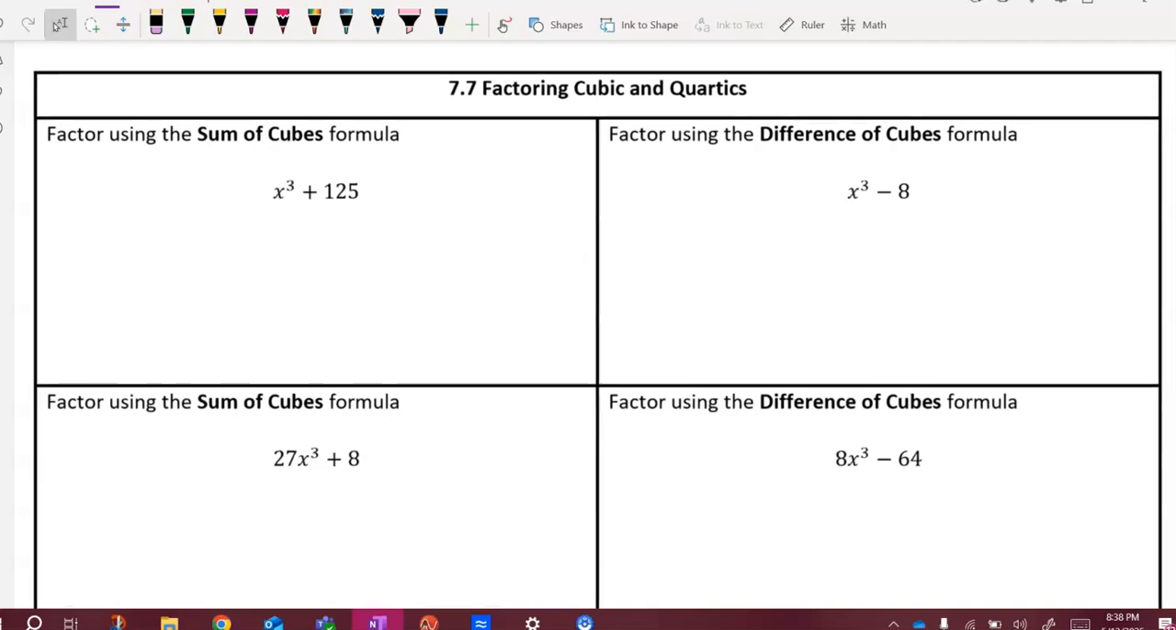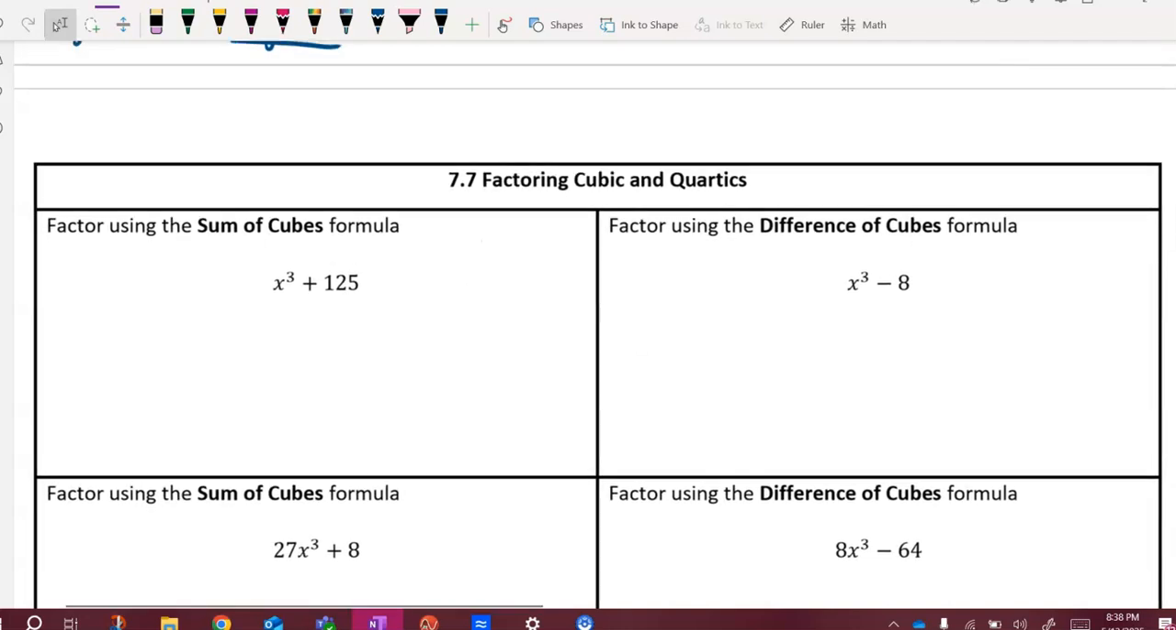All right, 7.7, factoring cubics and quartics. Factor using the sum of cubes formula, or over here to the right, the difference of cubes formula. Let's write those out really quick. The sum of cubes formula is, I don't want to tell you wrong, so let me look it up. If you start with a cubed plus b cubed, the factors would be a plus b times a squared minus a times b plus b squared.